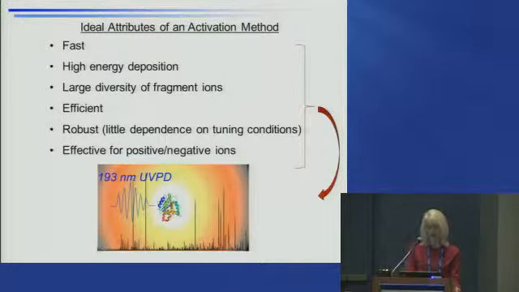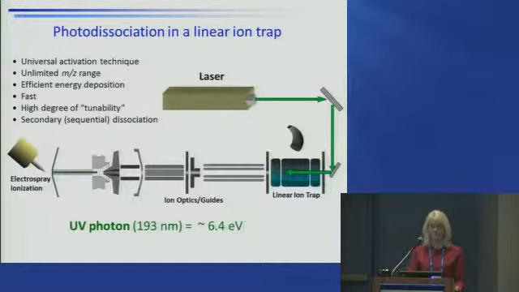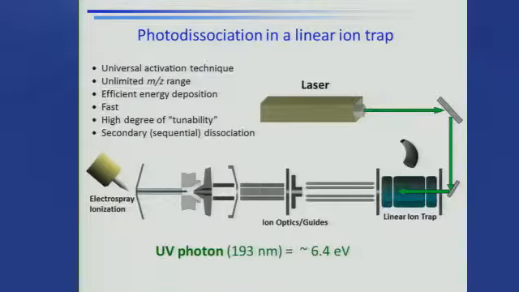And we think all of these can be achieved using photodissociation, in particular UV photodissociation using 193 nanometer photons. And so in the simplest case, one can achieve photodissociation in a mass spectrometer by interfacing a laser to the mass spectrometer. And I show here, this is one of our earlier methods using a simple ion trap system.